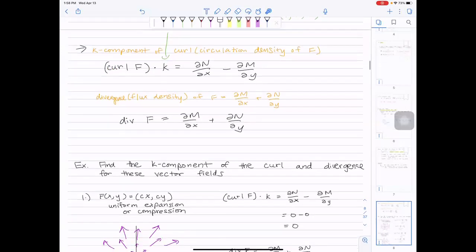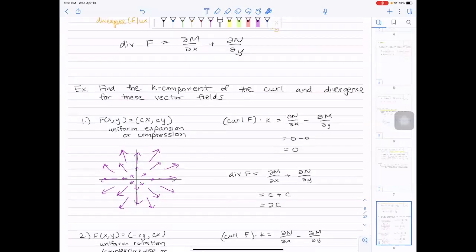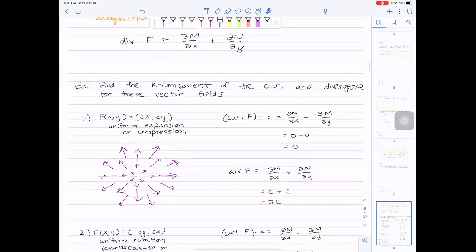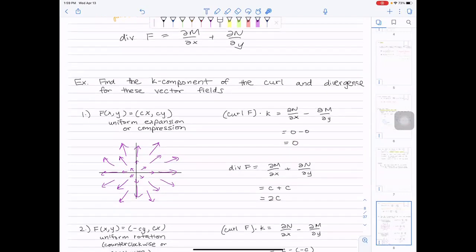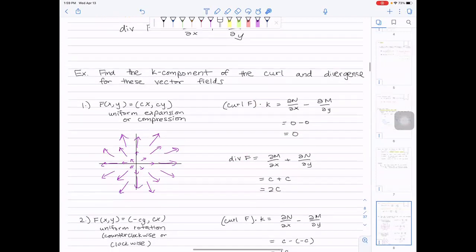So let's do an example. This one we saw: f is defined as cx, cy. It's an expansion outwards. If you were to compute the curl, you end up getting 0. And if you compute the divergence, you get 2c. Okay, and let me do another example and then see if you notice a pattern about what curl is saying and what divergence is saying.